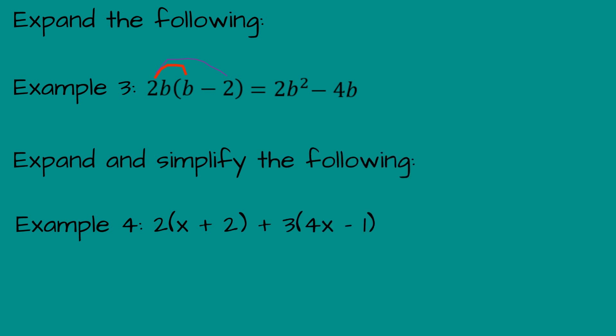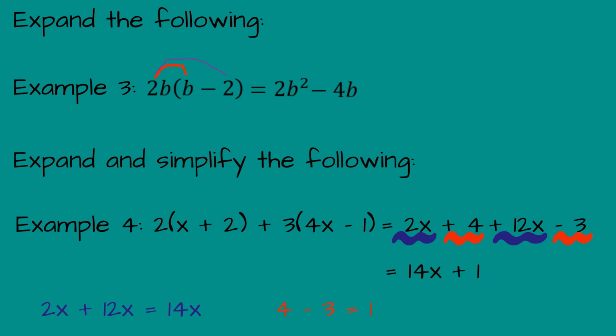Using the same method for each of the two brackets, we first multiply the first bracket by 2. This gives us 2x plus 4. Then multiply out the second bracket by 3, to give us 12x minus 3. Then we add together the x terms, 2x plus 12x, to give us 14x, and add the number terms to give 1. This gives a final answer of 14x plus 1.